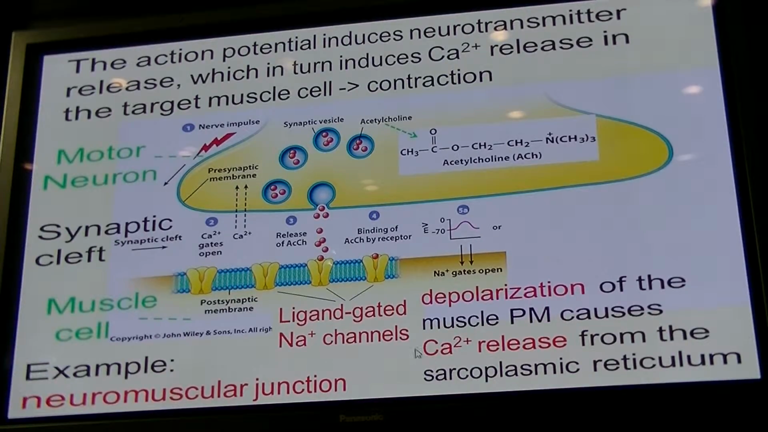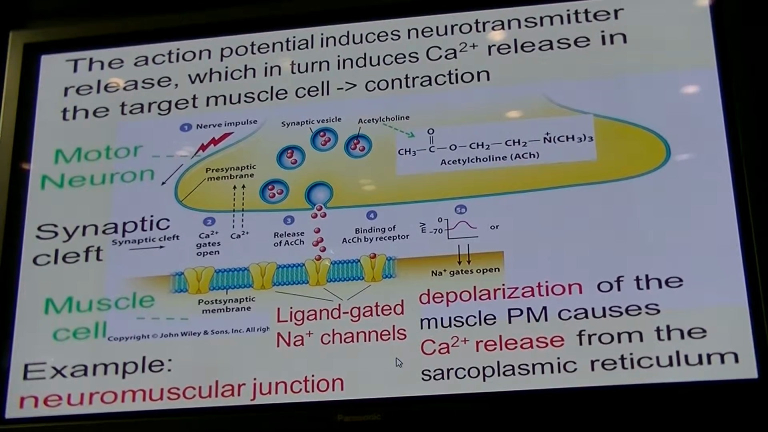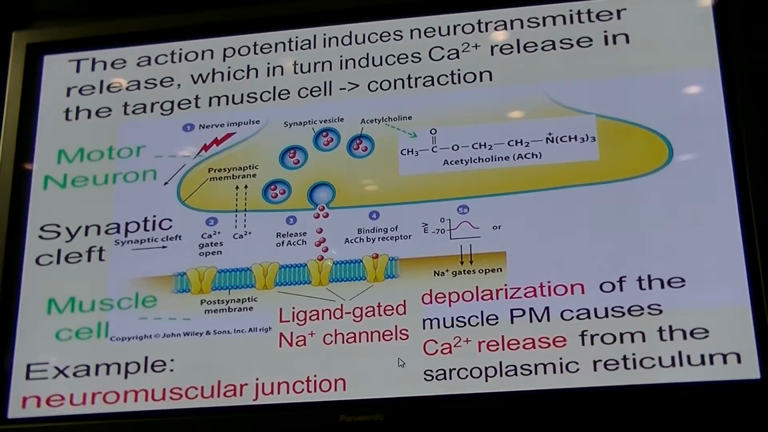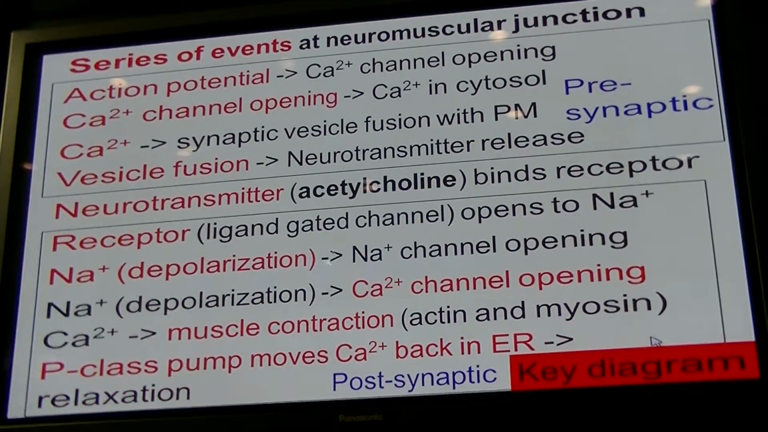The calcium that came out of the sarcoplasmic reticulum here in the muscle cell, that's a lot of calcium. That calcium is put back into that sarcoplasmic reticulum by means of a P-class pump. The sarcoplasmic reticulum of the muscle cell you can think of as like the ER of the muscle cell. Now we're going to have this in words. This is basically the same, but here we have everything in words, and you need to know both.